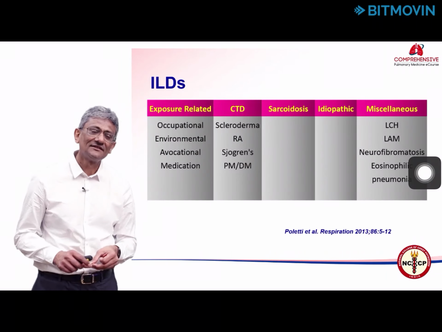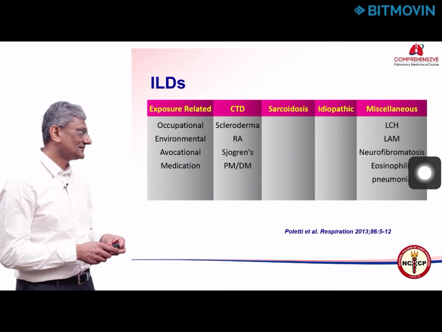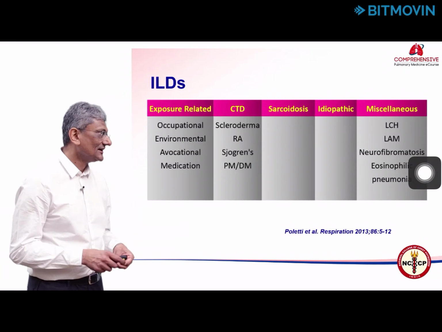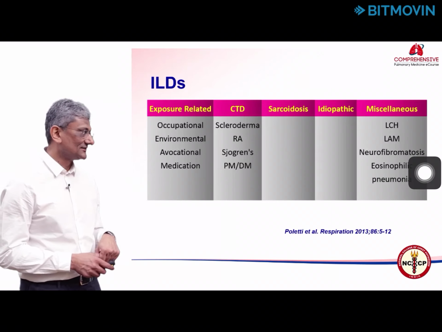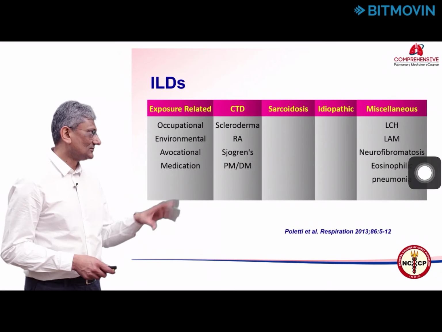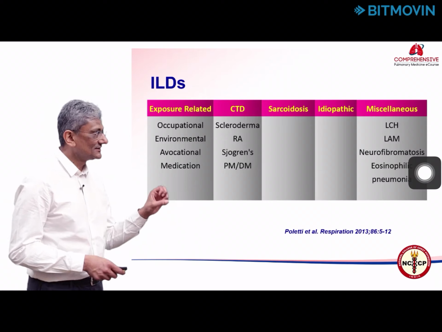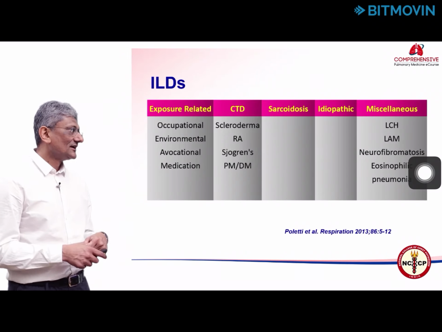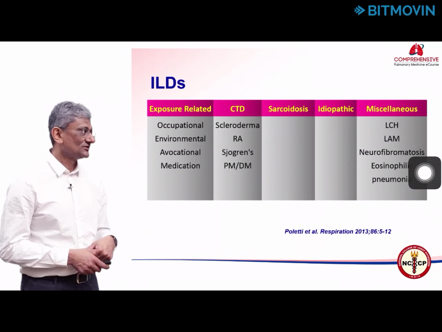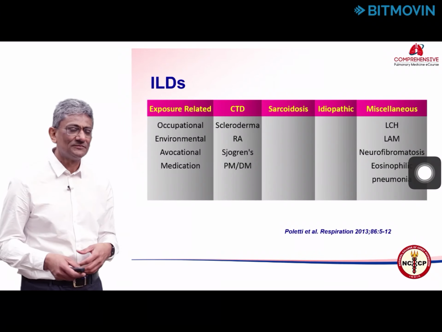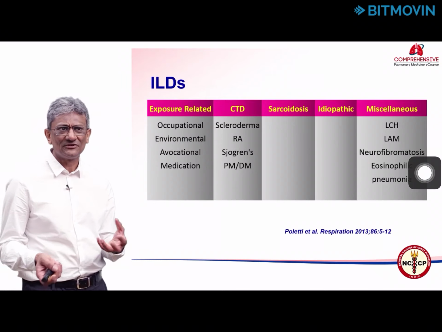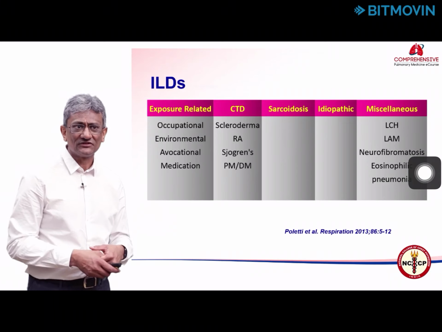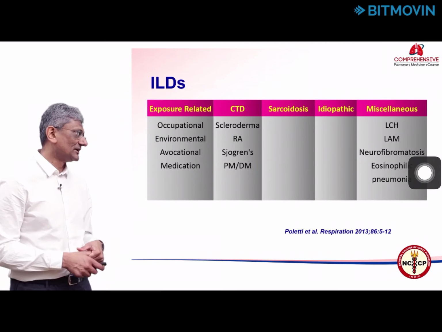So let's look at the various ILDs that we have. And if you look at what Dr. Poletti did, he put them into 5 buckets. You have exposure related, which is obvious, then all the CTDs, then we have sarcoid with its own bucket because it's such a great mimic. Then we have the idiopathic interstitial pneumonias, and then we have the miscellaneous group that remain miscellaneous at this time because we don't know enough about these conditions, but hopefully at some point in the future they will move into one of the other buckets.